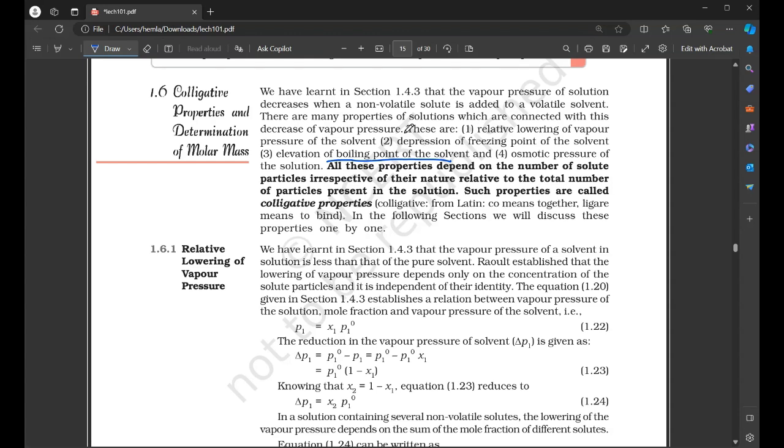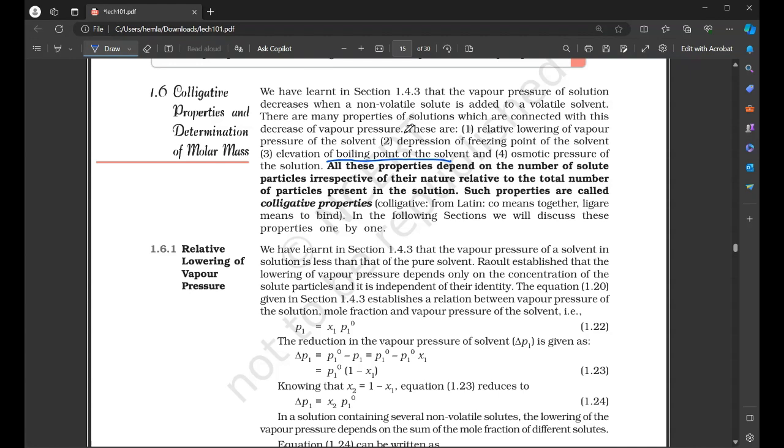Now, we can use these properties to find different constants. In elevation of boiling point, there is a new constant. For freezing also, there is a new constant. So using these properties, we can find molar masses.